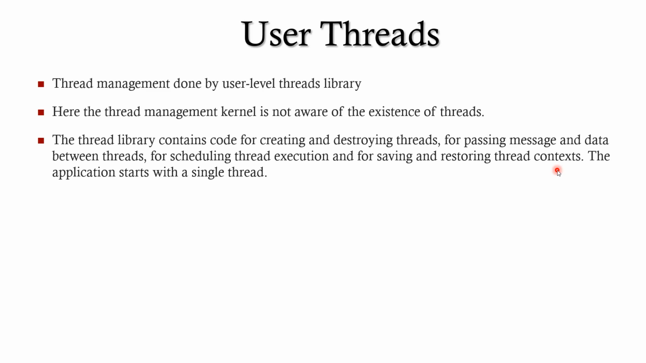As we have seen in case of process, the PCB is saved when we switch from one process to another. So that is the context we are talking about in this case as thread context. The application starts with a single thread. Some examples are POSIX Pthreads, Mach C-threads, and Solaris threads. So that is about user level threads.